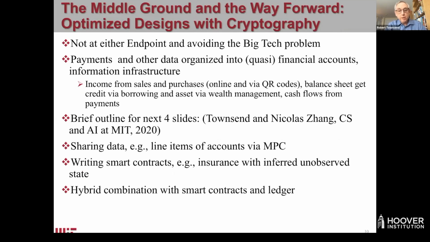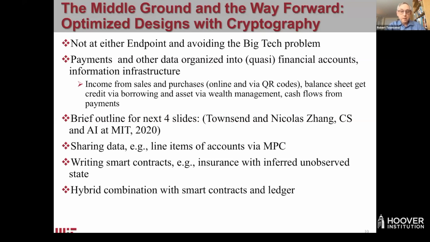So what's the middle ground between those two extremes? Optimized design with cryptography. And doing it in a way that avoids that big tech problem, which I've already alluded to. Payments and other data can be organized into quasi-financial accounts to create better information infrastructure.